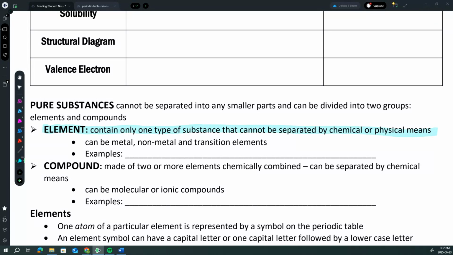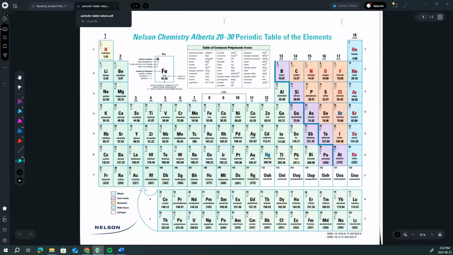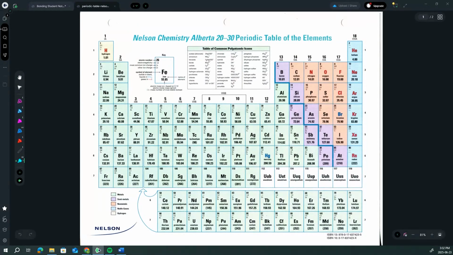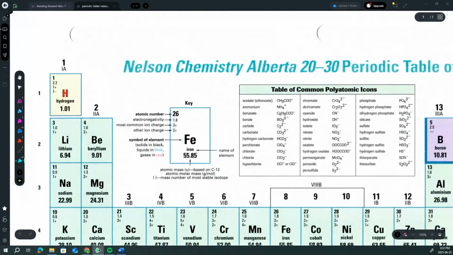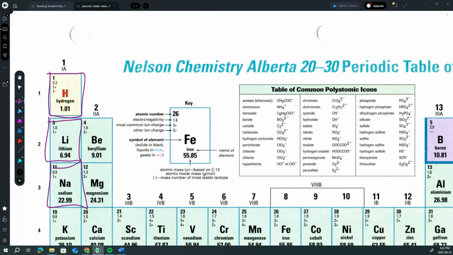Now what I'm going to do here is quickly flip over to my periodic table, just so we can take a look at it. Each of these boxes here represents an element. So let's say this box here, hydrogen, that is one element. The element below hydrogen is lithium, sodium. These are all elements, okay?